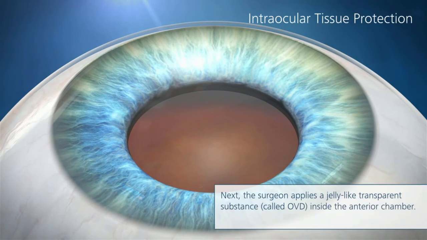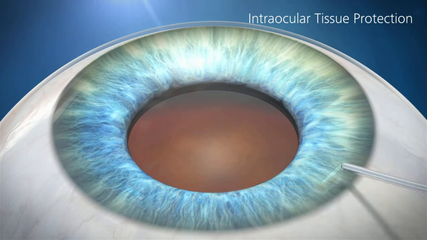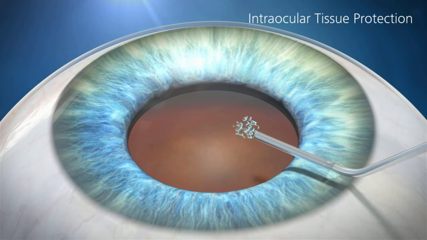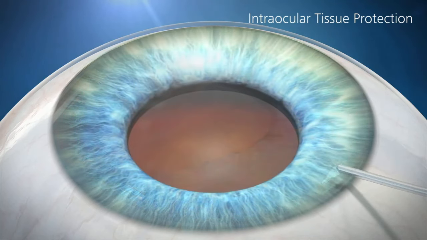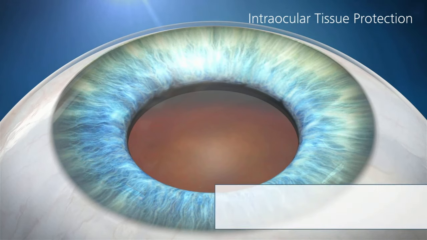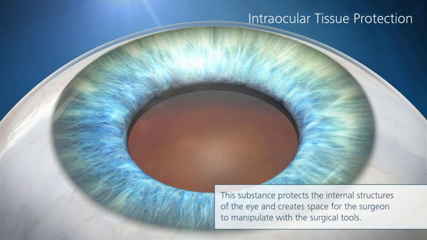Next, the surgeon applies a jelly-like transparent substance called ophthalmic viscosurgical device, OVD, inside the interior chamber. This substance protects the internal structures of the eye and creates space for the surgeon to manipulate with the surgical tools.